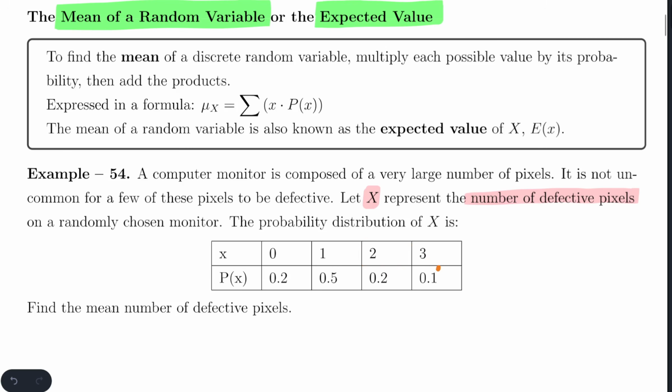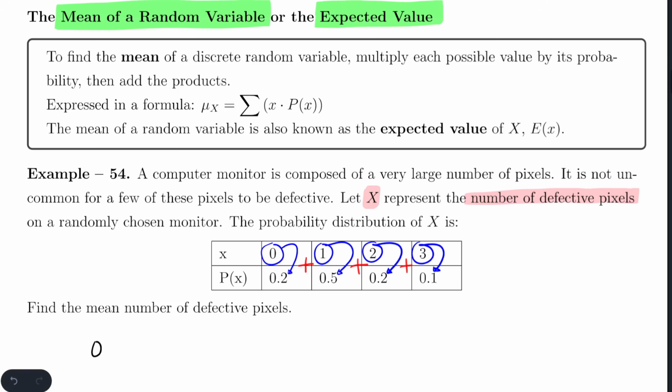And here we're asked to find the mean number of defective pixels. So we're asked to find the mean of this random variable and or the expected value, same thing. So what we'll do is we'll follow our process. So if this helps us visualize it, 0 times 0.2, 1 times 0.5, 2 times 0.2, 3 times 0.1, and then at the end we're going to add all of those products together. So let's write that out.